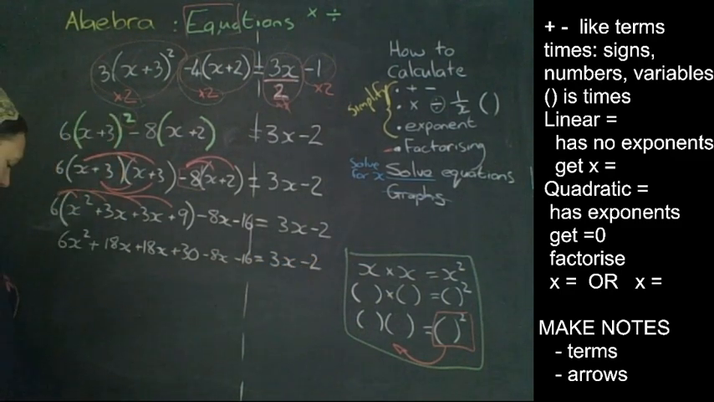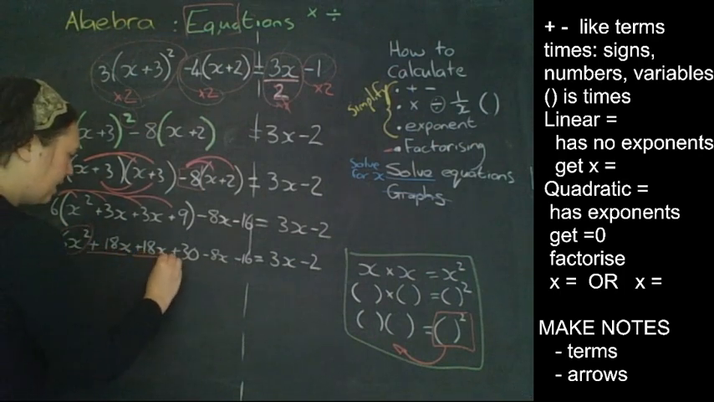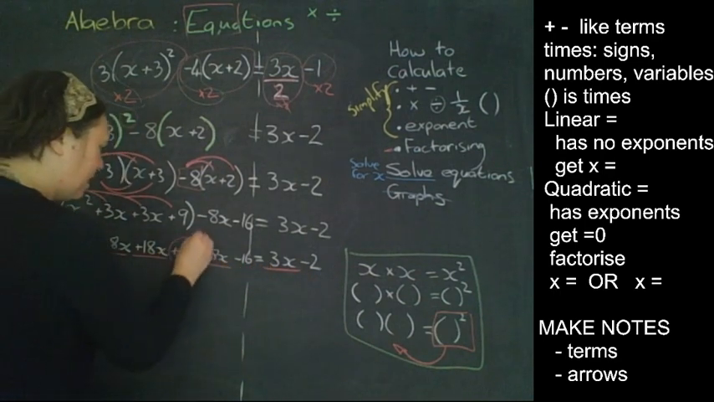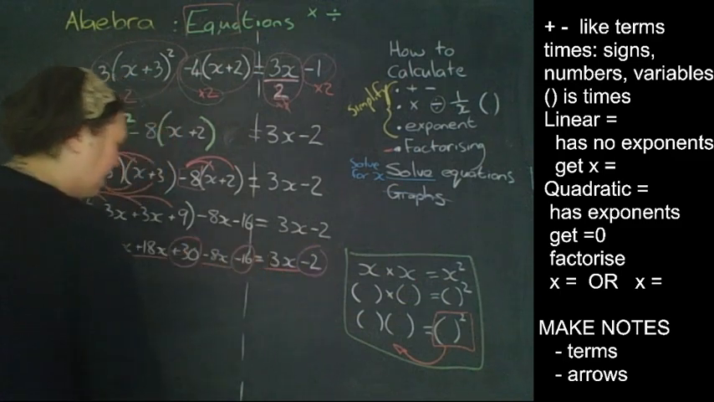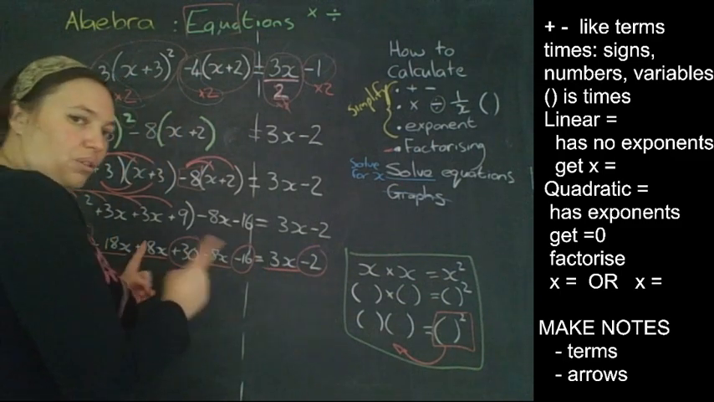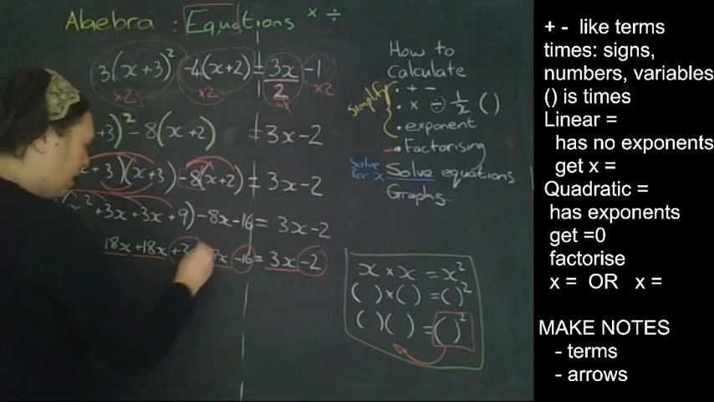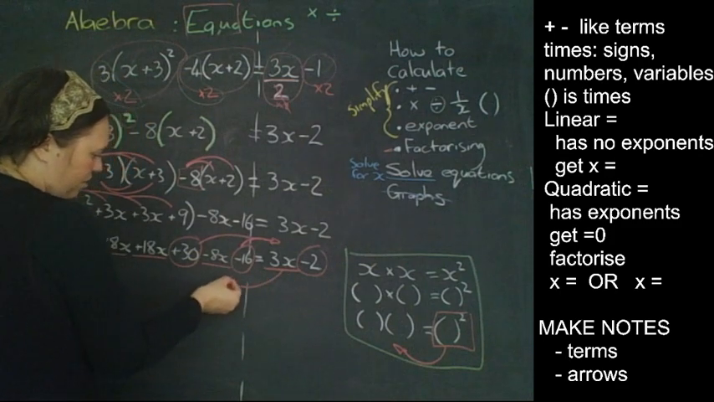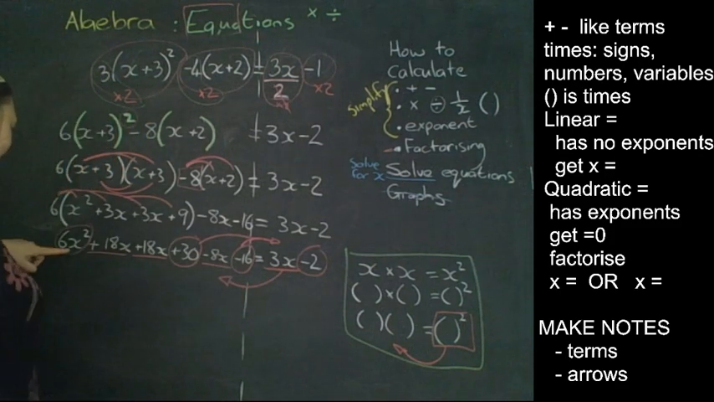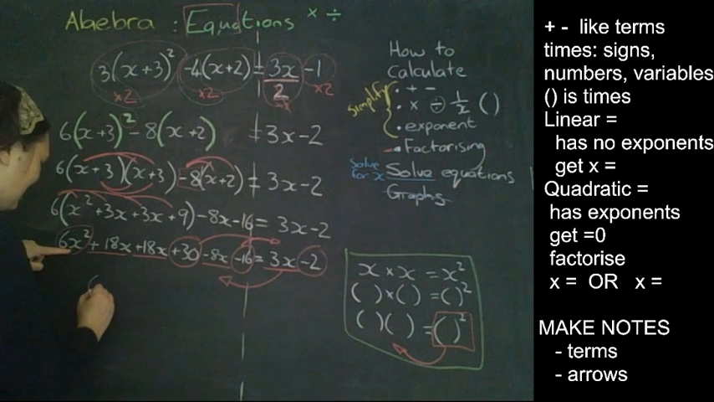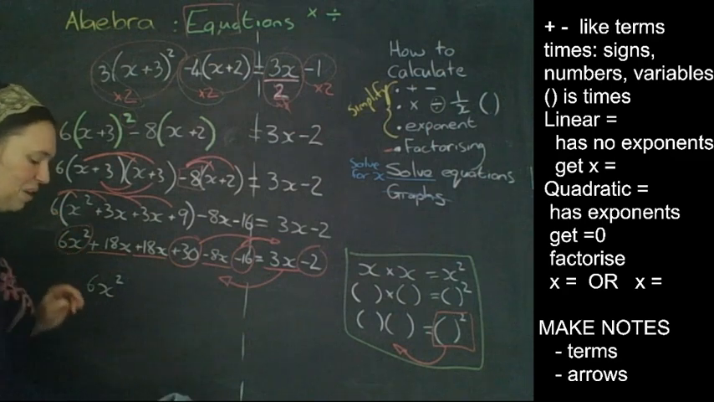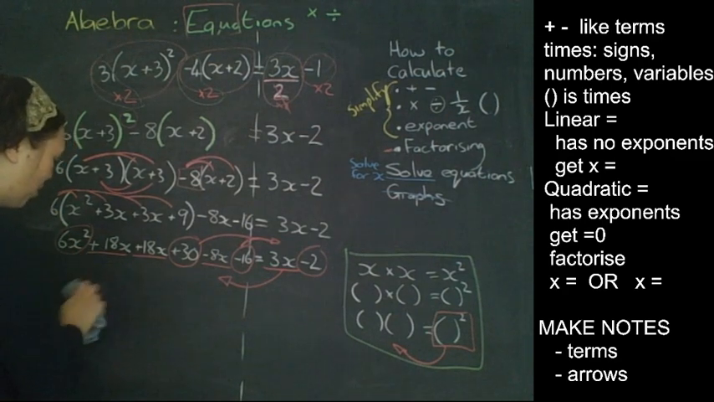Alright, now let's look at all our terms. There we've got a squared. There we've got an x, an x, an x, and an x. And number, number, number. So we take all the x's to one side, all the numbers to the other side. And this one we want to bring over here. So we've got 6x squared. And you know what? Actually, let me just tell you straight off.